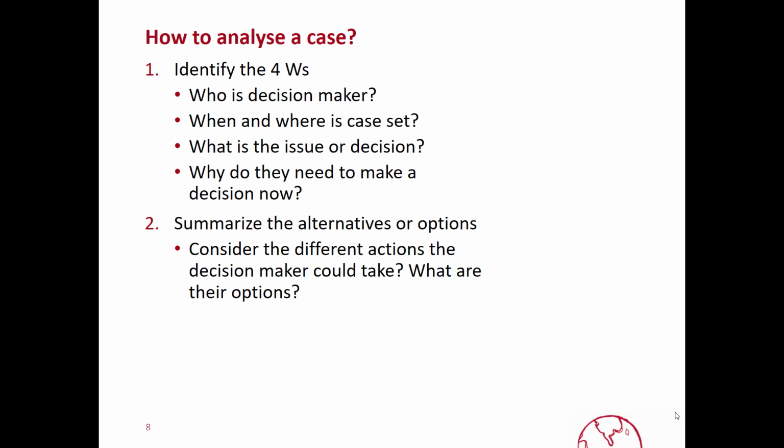There are 4 steps. First, identify what I call the 4 W's. Who is the decision maker? When is the case taking place? What is the issue or decision they have to make? And why do they need to make a decision now? This 4th one is quite important. Why does the person need to make a decision, or do they need to make a decision at all?